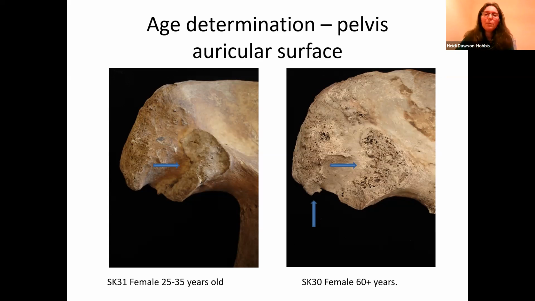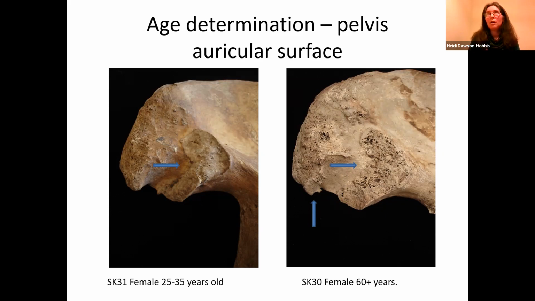Then thinking about age determination. Whereas sex determination on adults is quite straightforward, we can't really do that with children, with immature individuals. When we're looking at age, it's actually easier. We can be more accurate when we're looking at children and developing individuals, and that's because they are developing and growing.